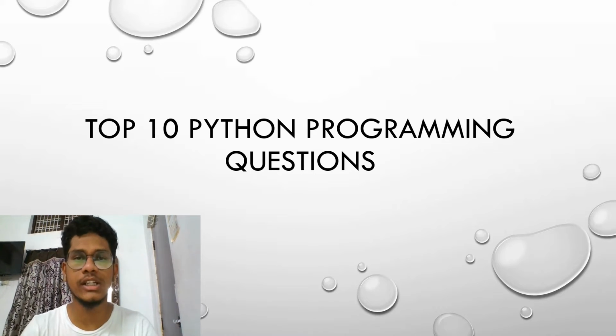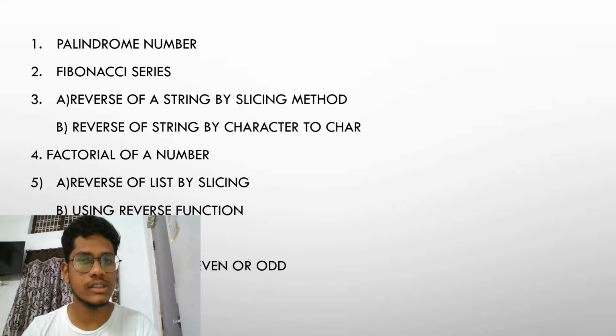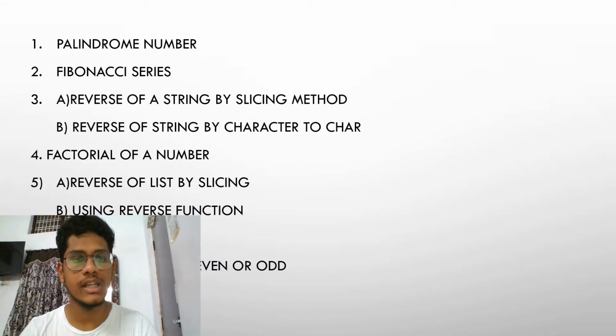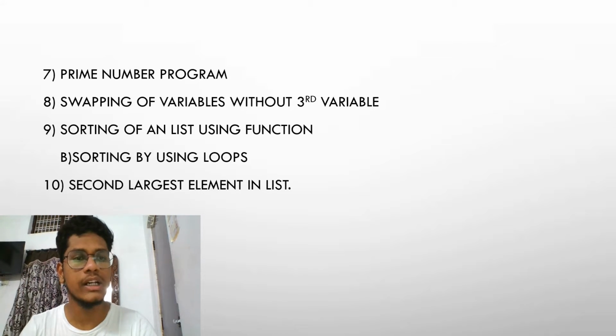What questions are present in our video? We'll be discussing the palindrome number, Fibonacci series, reversing of a string, factorial of a number, and reversing of a list with the help of three different methods. We are going to check if a number is even or odd, find a prime number, swap variables without using a third variable, and sorting, and second largest element in a list. Okay, let's move on. We are going to solve the questions in PyCharm.